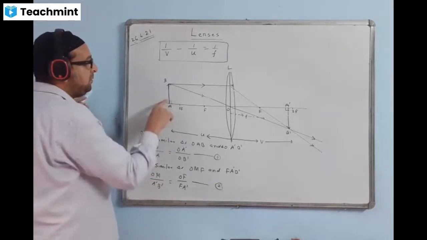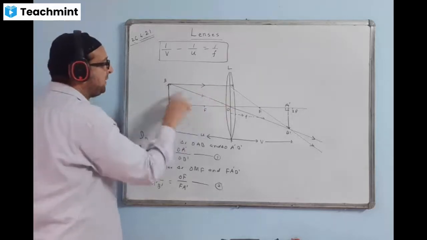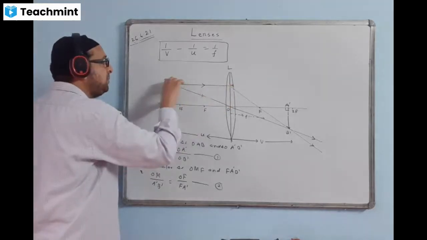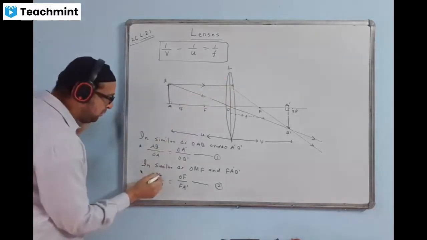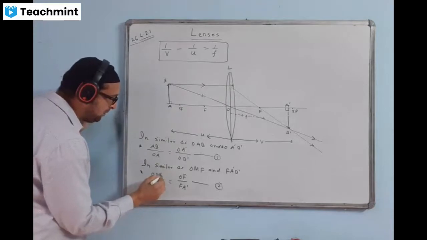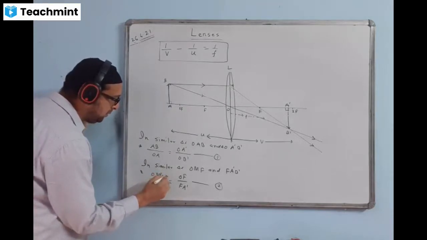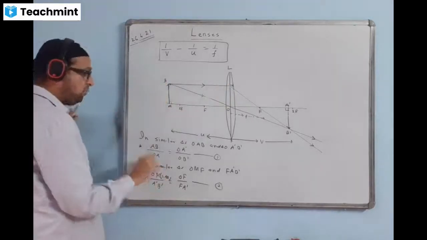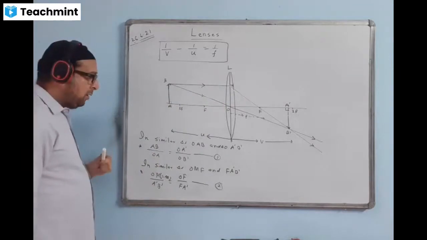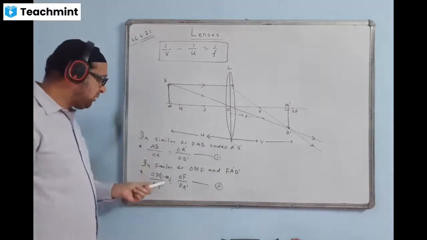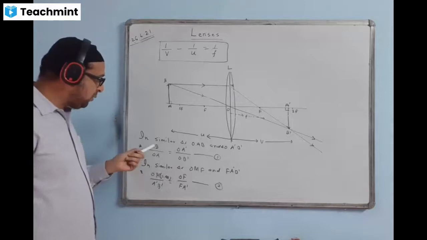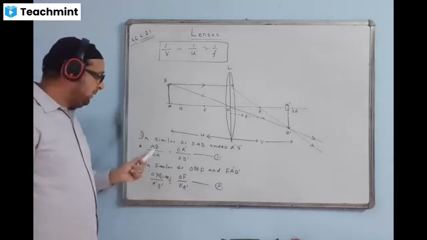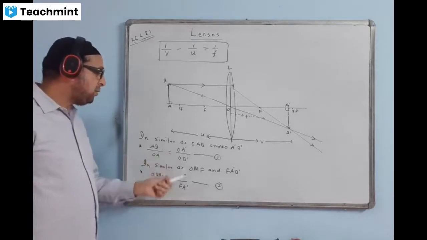If you can see this one, ABMO is a rectangle. AB distance and OM distance will be equal. So OM is equal to AB, being a rectangle. Now we are seeing equation 1 and equation 2. What do you see? You see the left hand sides are equal: AB by OA, and here also AB by A dash B dash. Indirectly the left hand sides are equal. What will happen to the right hand sides? They will also become equal.